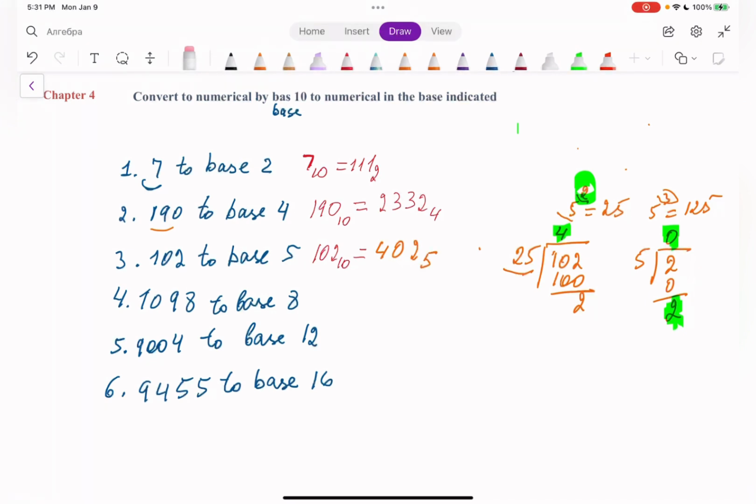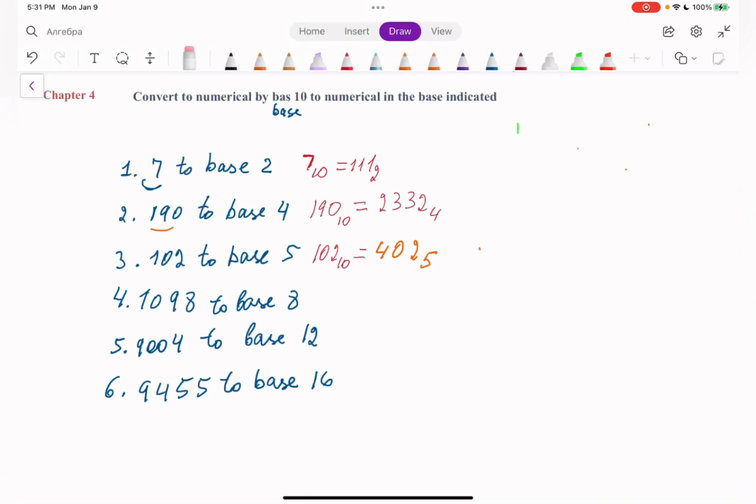So let me clear the air on this. When I was doing number 1, 7 to base 10, what did we decide? Maximum, it's going to fit in base 2, 2 to power 2, right? The maximum that could fit is 4, because 2 to power 3 is 8, which is beyond 7. So the maximum is 2 to power 2, which is 4, which means you take this degree 2 and then plus 1. That means you will get 3 digits.